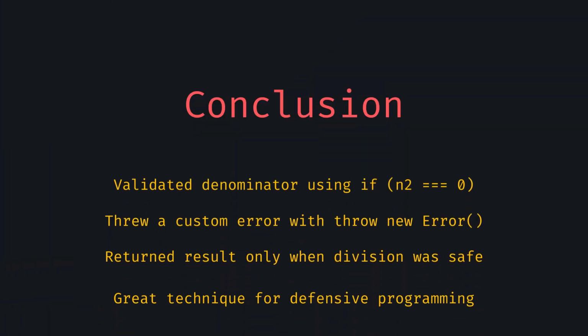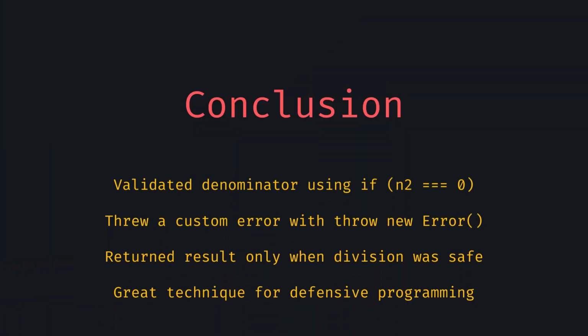To wrap up, we've used a simple if statement to protect our division logic. If the denominator was 0, we threw a clear error message. Otherwise, we perform the division and return the result.